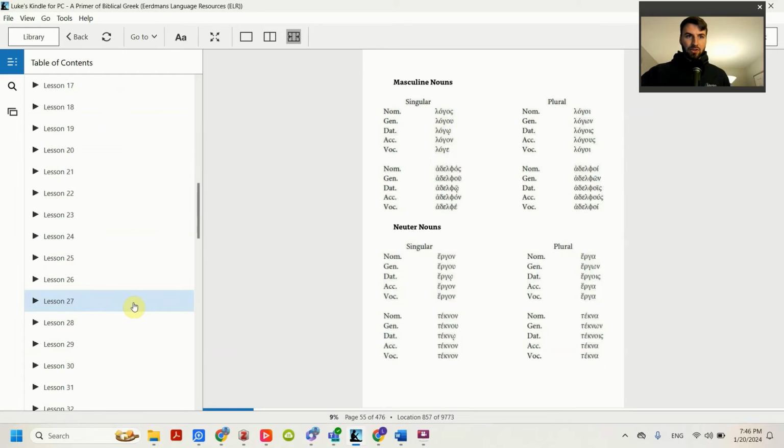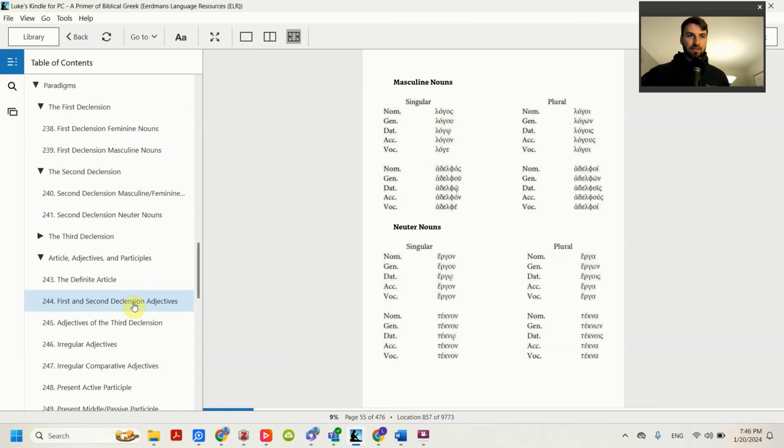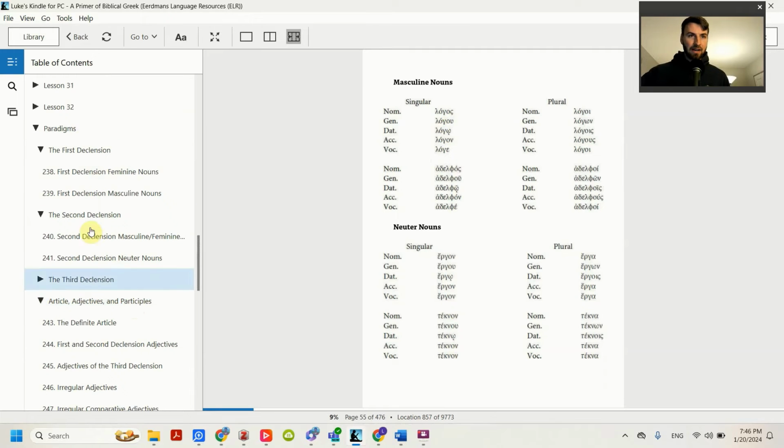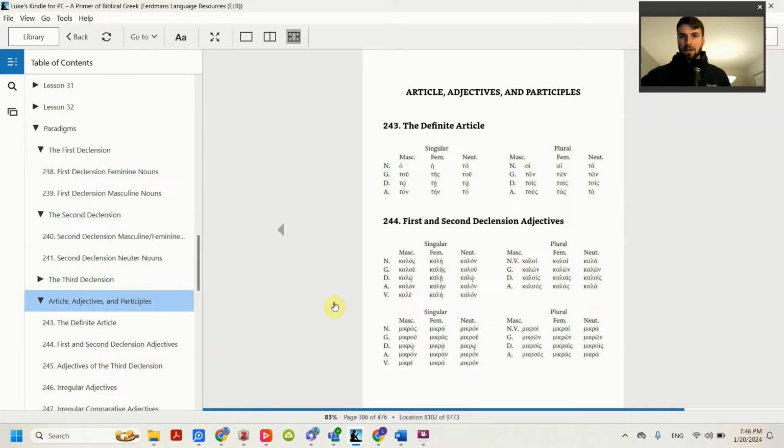Most nouns are along these forms. I'm going to go back to the paradigms, and I'm actually going to go to adjectives, because here it has the first and second declensions all side by side. So this is normally how you'll see nouns. I think this is helpful. This is a helpful way to remember nouns. So this helps us compare and contrast.